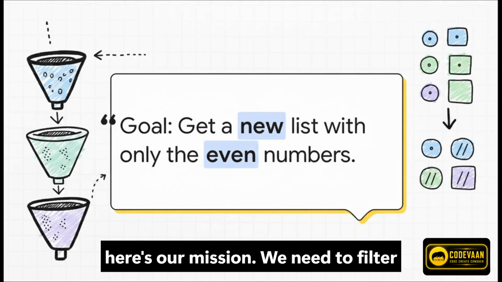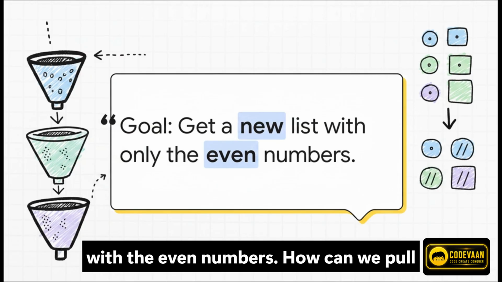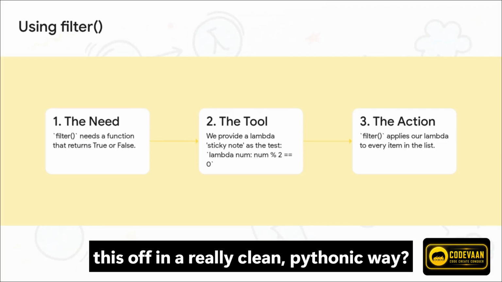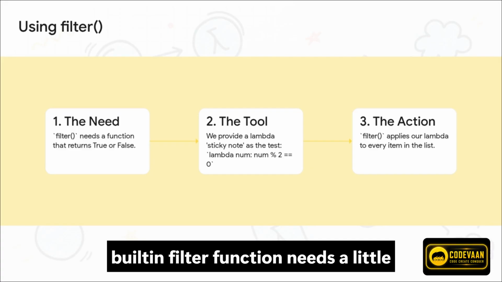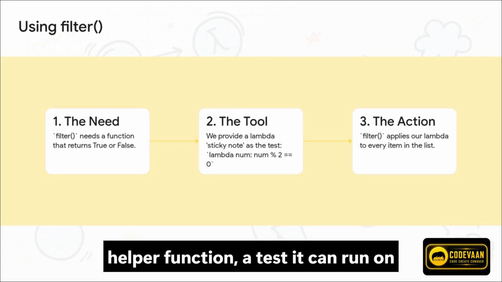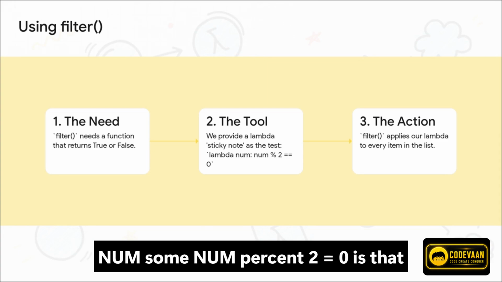So first up, here's our mission. We need to filter this list down so we're only left with the even numbers. How can we pull this off in a really clean Pythonic way? This is a perfect job for a lambda. The built-in filter function needs a little helper function, a test it can run on every single item. And our lambda num: num % 2 == 0 is that perfect tiny test.